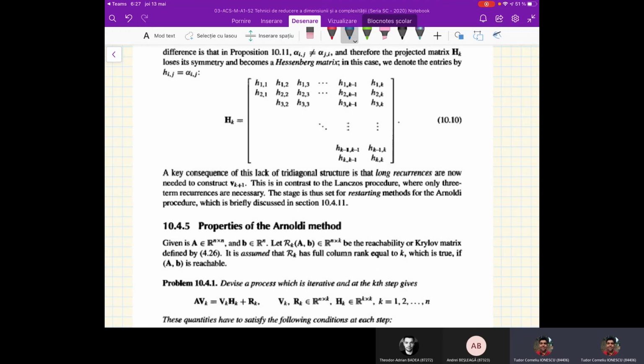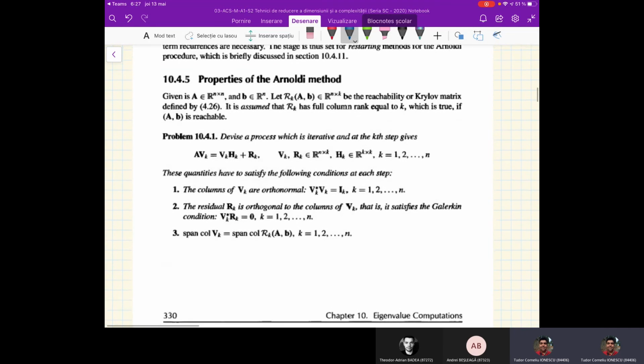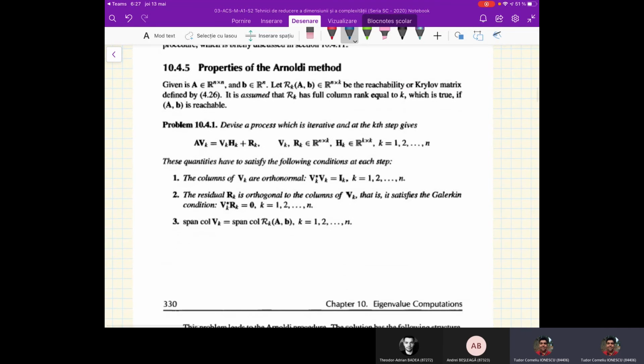Okay, but this is much more difficult, it says here, than the previous procedure. And here they also present the properties of such methods, of a method such as the Arnoldi, which is true in reachable. Okay, the reachability or Krylov matrix.